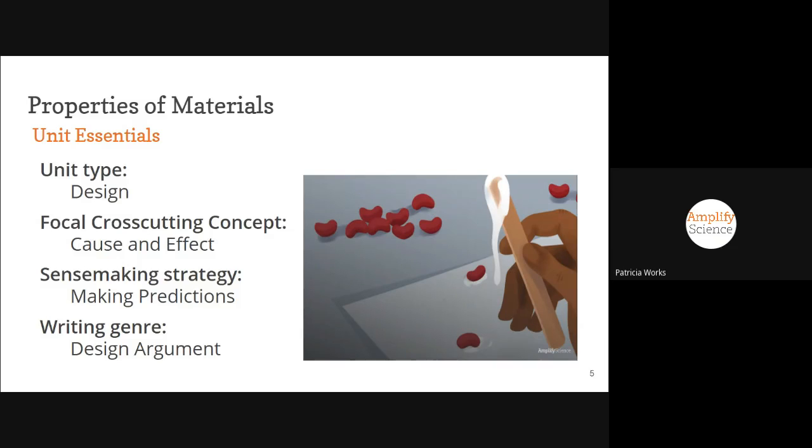Every Amplify Science elementary unit also includes a focal sense-making strategy, which students leverage as they read and also during investigations. This unit's sense-making strategy is making predictions. Units in Amplify Science K-5 have a main writing genre, and in Properties of Materials, it is developing a design argument.